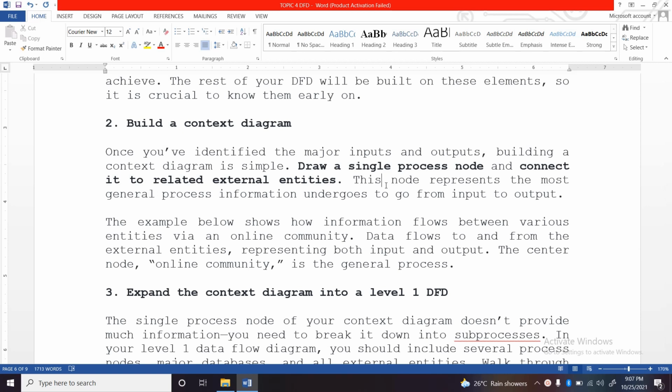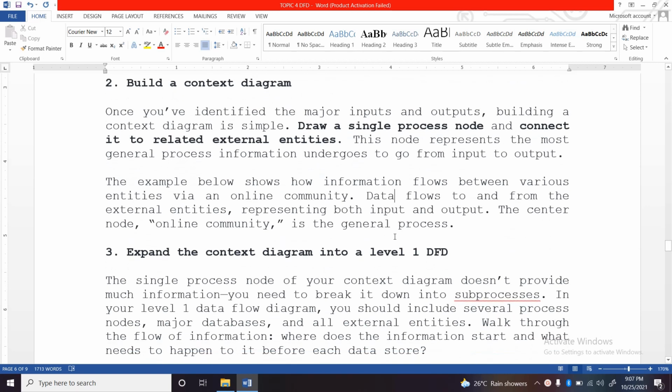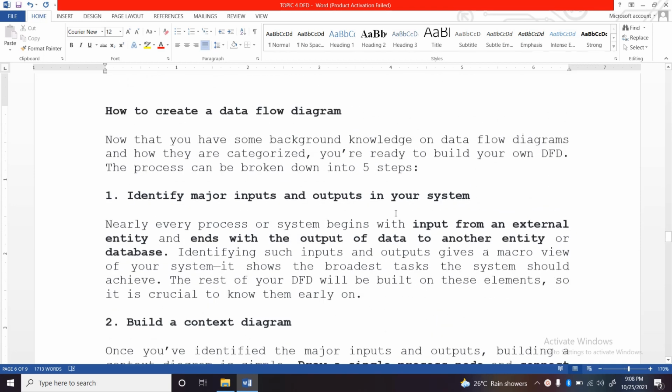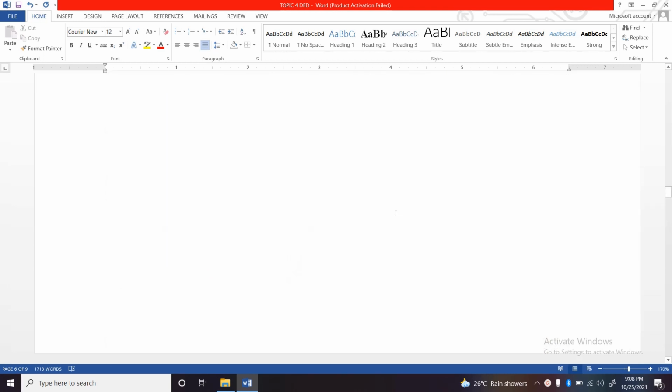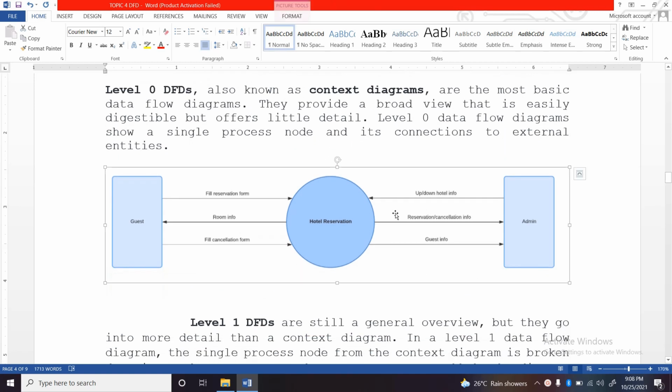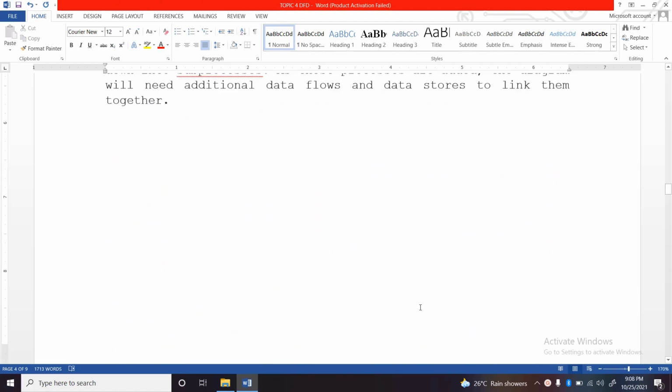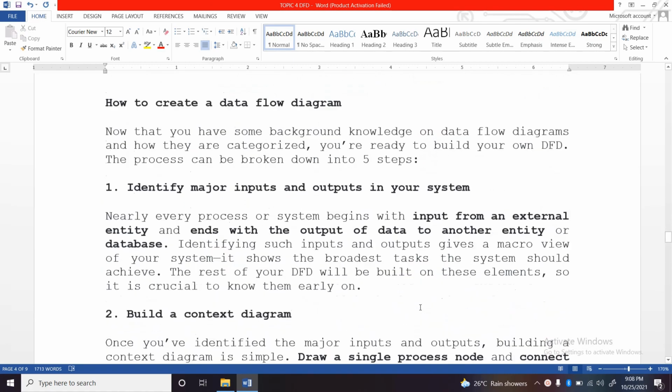For example, how information flows between various entities via an online community. So the data flows to and from the external entities representing both input and output. And the central node, for example the online community, is the general process. But in order for us to understand this better, let's just go back here on our level 0. This is an example on how you are going to create your context diagram.